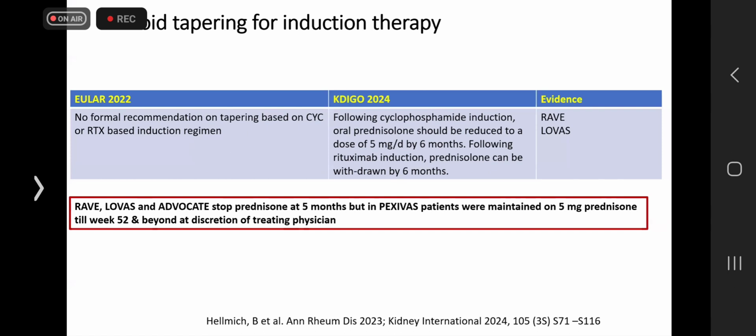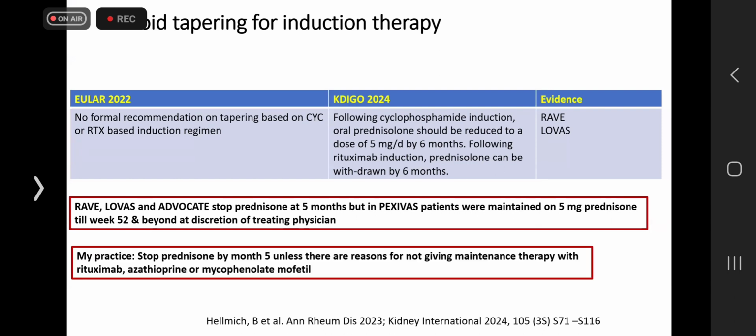So what you also need to notice in RAVE, LOVAS, and ADVOCATE trial, prednisone was stopped at month 5, and in PEXIVAS, patients were maintained on 5 milligram of prednisone till week 52 and beyond, as per discretion of the treating physician. In my own practice, most of the patients, I stop prednisone at month 5 unless there is a real strong reason for continuing, which means I'm unable to give maintenance therapy for one reason or the other with rituximab, azathioprine, or mycophenolate.